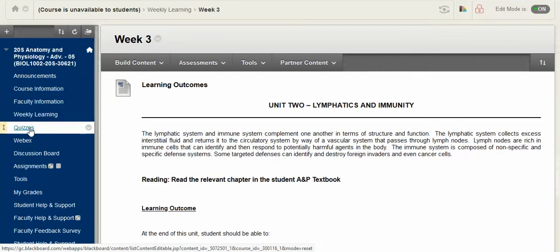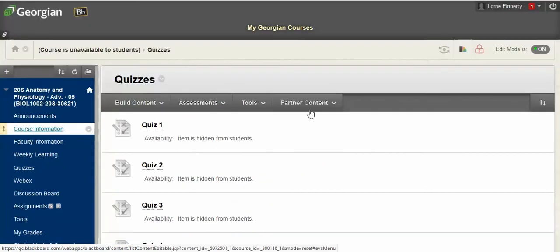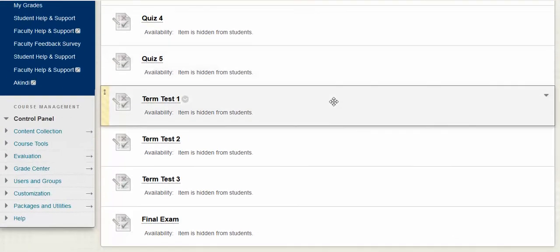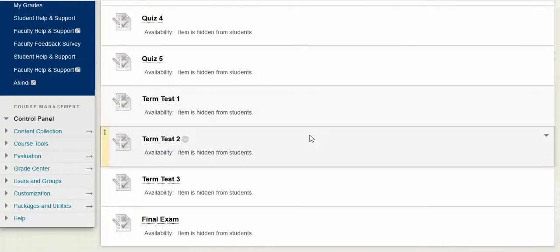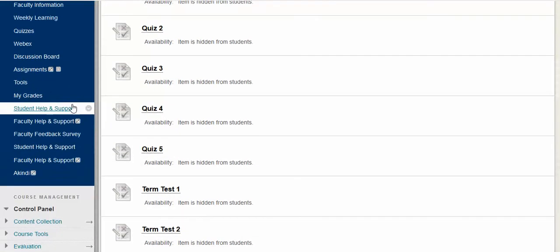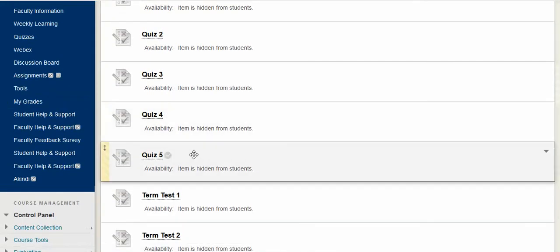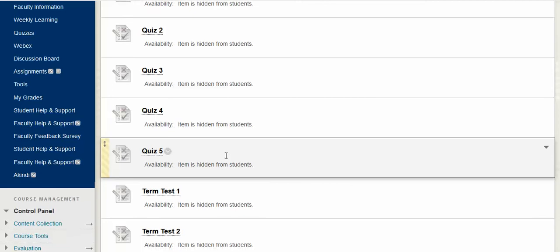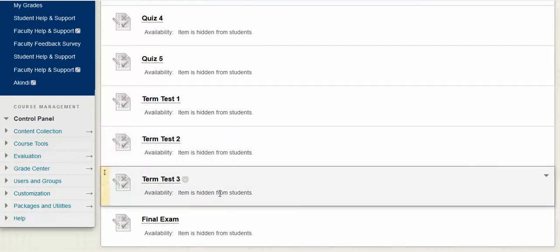Quizzes, tests, and the exam are found under the quizzes section. The quizzes will be available as a timed release. Again, you have till Friday of week 10 for all 5 quizzes. The term tests will be done as scheduled and the final exam to be announced.